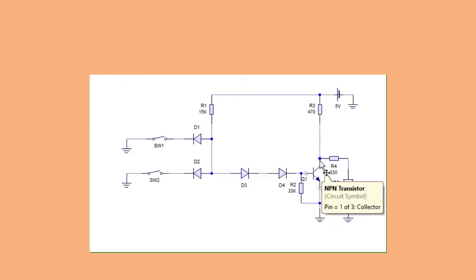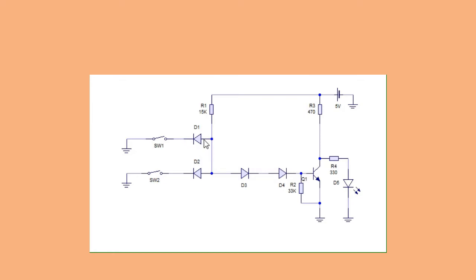From the collector terminal we get the output. So an LED is connected to the collector terminal through a 330 ohm resistor. The 330 ohm resistor is used to protect the LED, otherwise it will be damaged. Here the LED is used as a display device or output device.